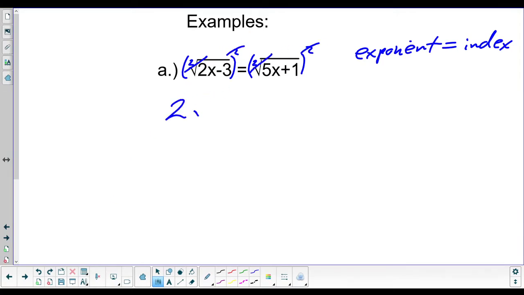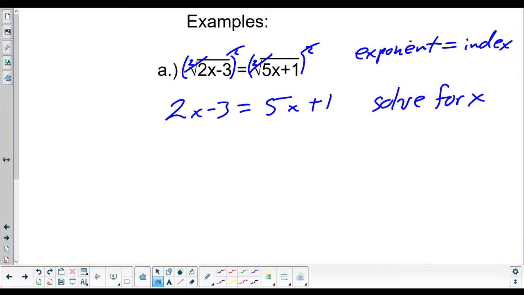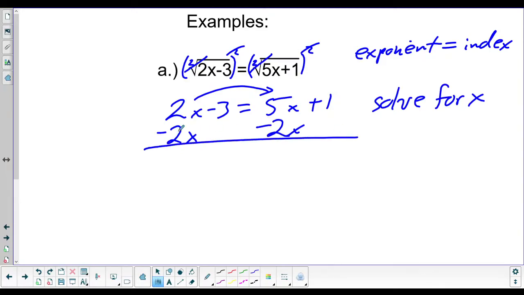So we have 2x minus 3 equals 5x plus 1. Now we solve for x, and we're just going to use our inverse operations to do that. We're going to try and get all of our x's on one side. So I'm going to start by moving this 2x over to be with the 5x by doing the inverse, minus 2x. So 2x minus 2x is 0. These cancel out, and the left side goes away. Bring our negative 3 down.